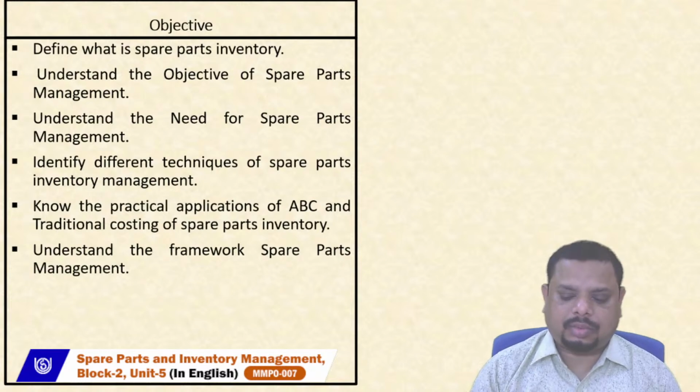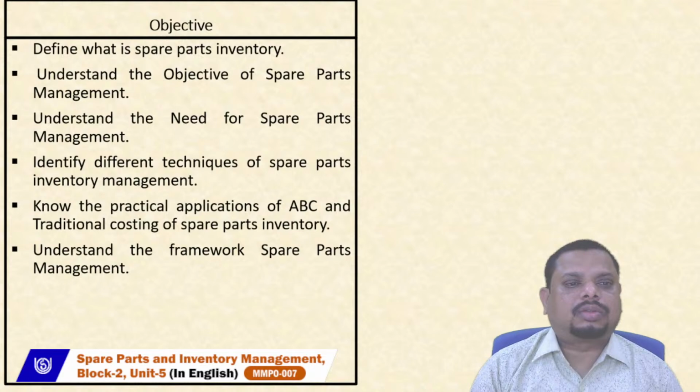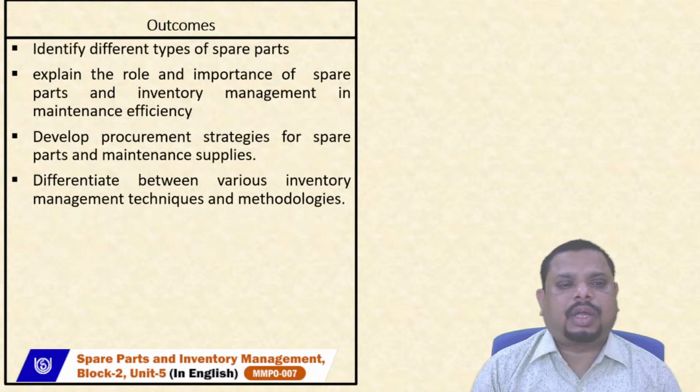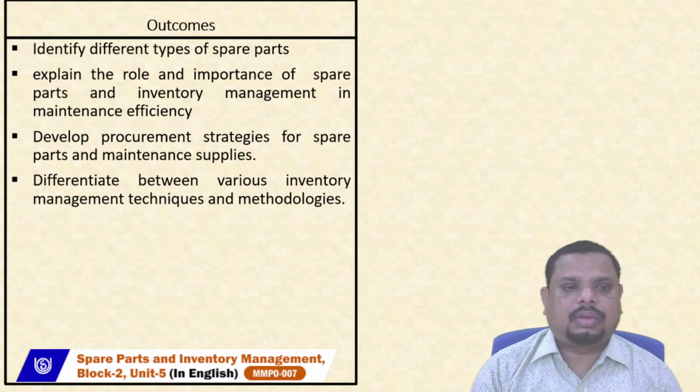After the session, we have to go for the outcomes. So what outcomes will we have learned? The first one is to identify the different types of parts. After learning from this session, we should be able to explain the role and importance of spare parts and inventory management in maintenance efficiency, develop procurement or purchase strategies for spare parts and maintenance supplies, and differentiate between various inventory management techniques and their methodologies. So let's start the session.